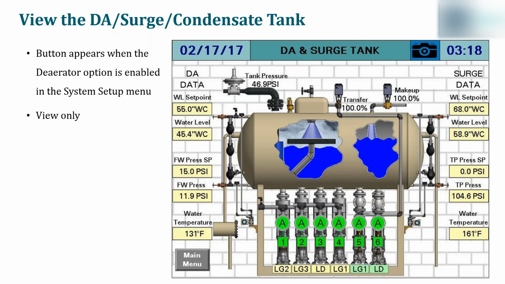So you're not actually able to change any of the parameters on the DA or the surge tank from here, but you can view all this information, and all the information from the DA or surge tank or condensate tank panel is available in the Modbus registers and available to the BMS.